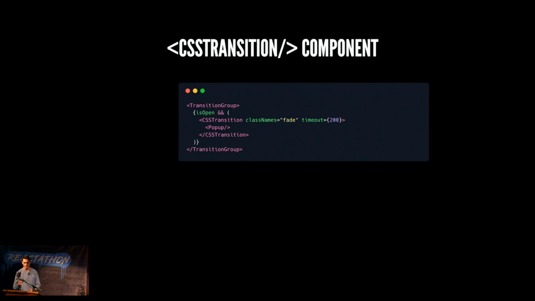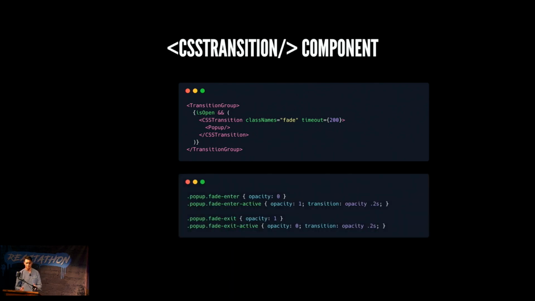So what is going to happen is that every time is open changes, let's say it's gone from false to true, then the CSS transition is going to toggle some classes on the pop-up element. And we can use that to achieve common CSS transitions and animations. And the same when it goes to false, the component is going to get unmounted, and we're going to get another bunch of useful class names.